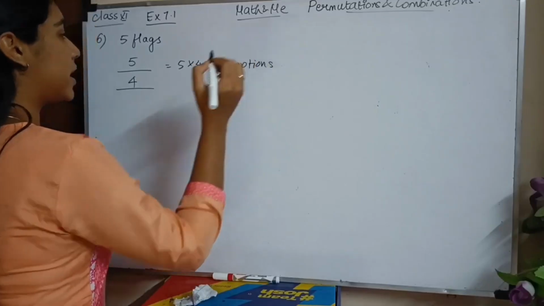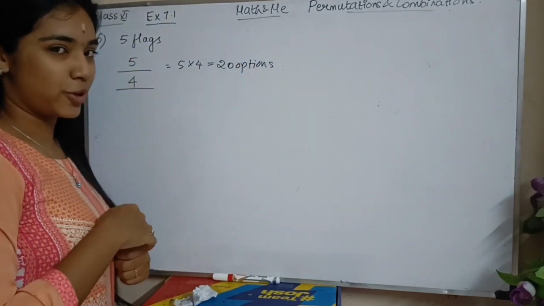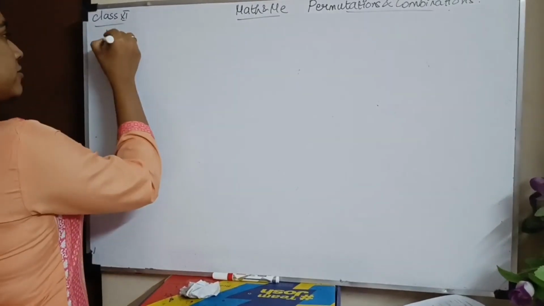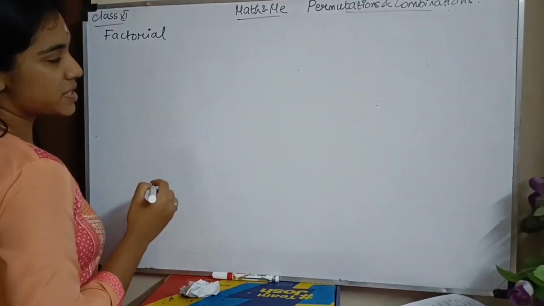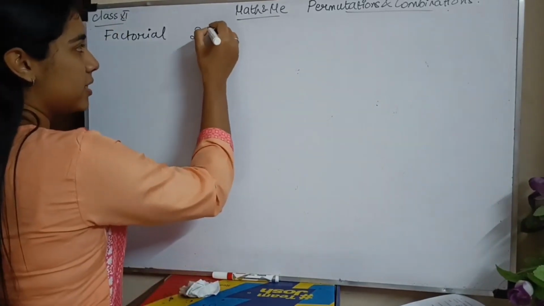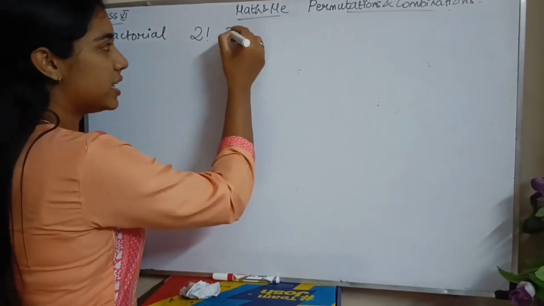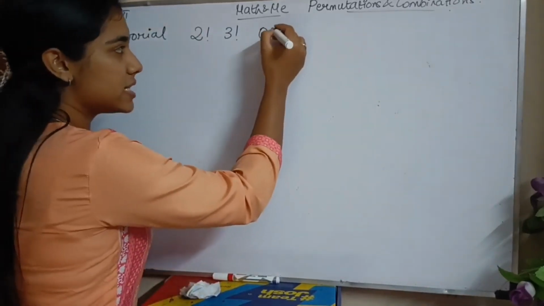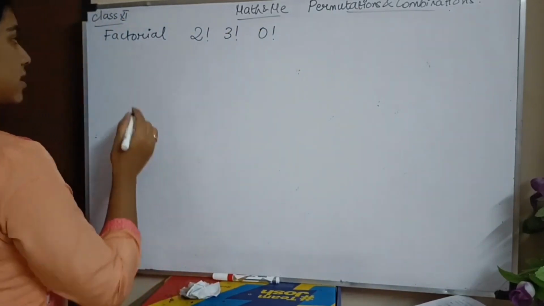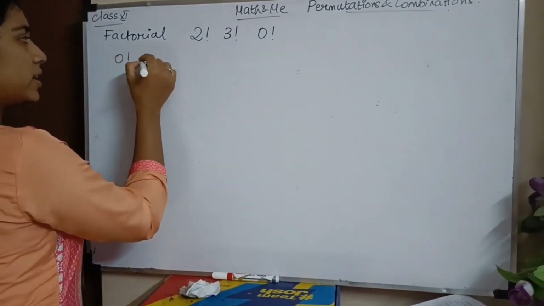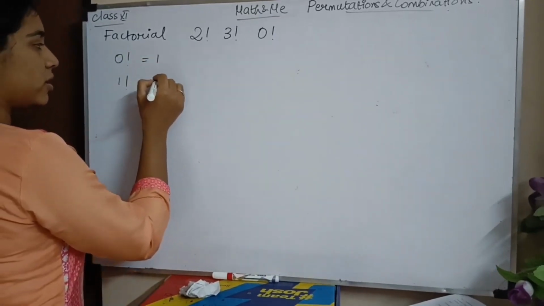So we are done with exercise 7.1. See you in examples and exercise 7.2. Now we are going to learn what a factorial is. Factorial is represented by a number and an exclamation mark. So this you call 2 factorial, this will be 3 factorial, and this is 0 factorial. We are going to see what the values of these are. Now 0 factorial is 1 by default. Always remember that. You have 1 factorial, which is 1.